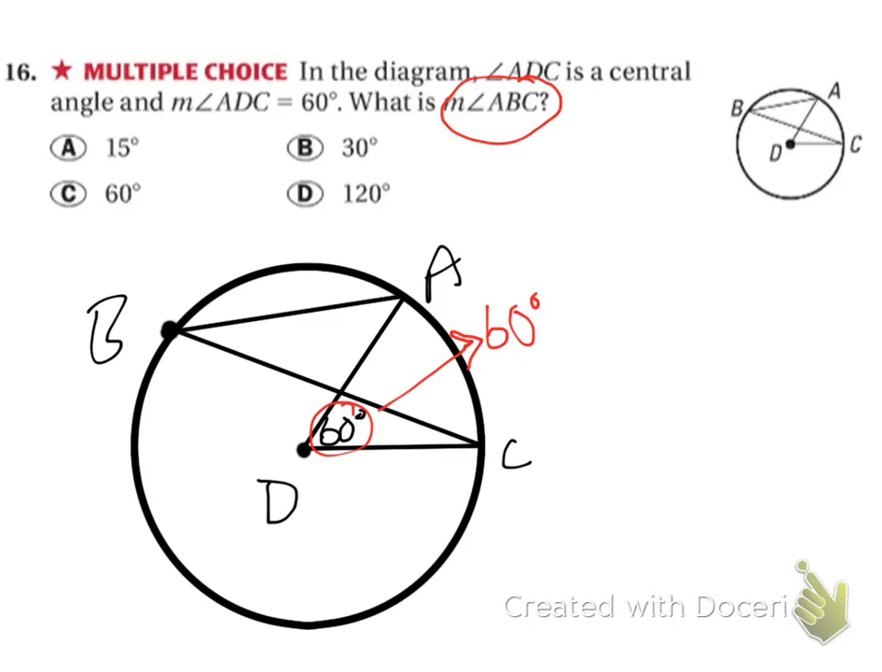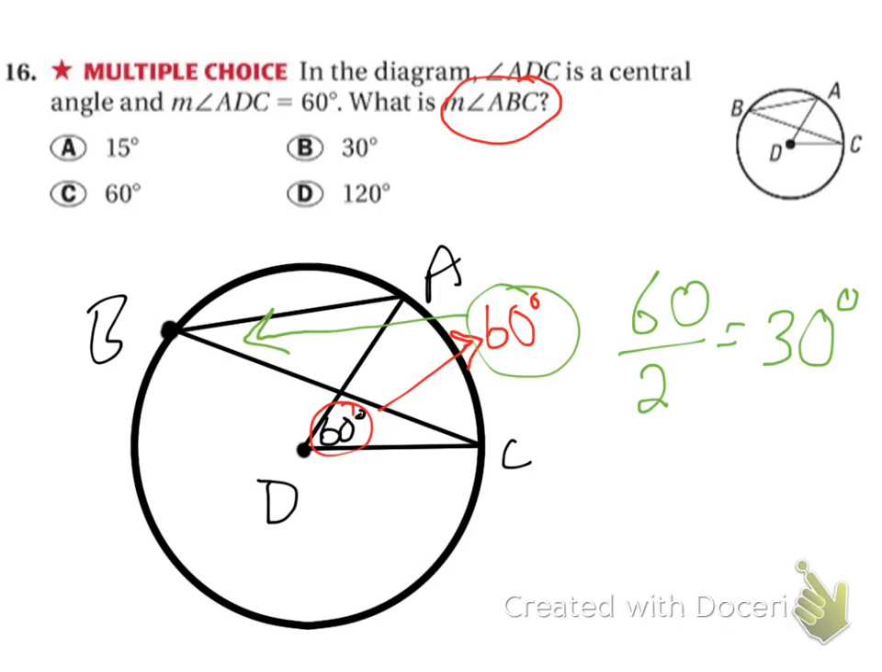ABC, so we're looking at ABC. Okay, so this is an inscribed angle. So for an inscribed angle, going from 60 degrees back down to the inscribed angle, I would have to take half of it. So I'm looking at 60 and taking half of that, so that would be 30 degrees. So the measure of angle ABC would be half of 60 degrees, so that's 30 degrees. And I look here, and that's choice B.